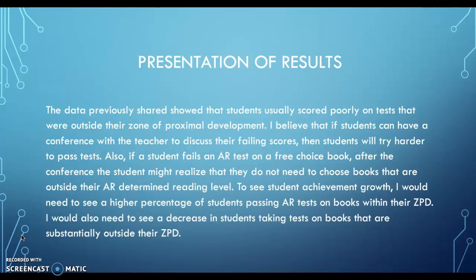Results. Presentation of results. The data previously shared showed that students usually scored poorly on tests that were outside their zone of proximal development. I believe that if students can have a conference with the teacher to discuss their failing scores, then students will try harder to pass tests. Also, if a student fails an AR test on a free choice book, after the conference, the student might realize that they do not need to choose books that are outside their AR determined reading level.